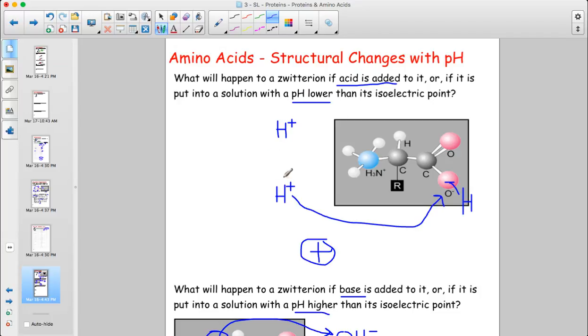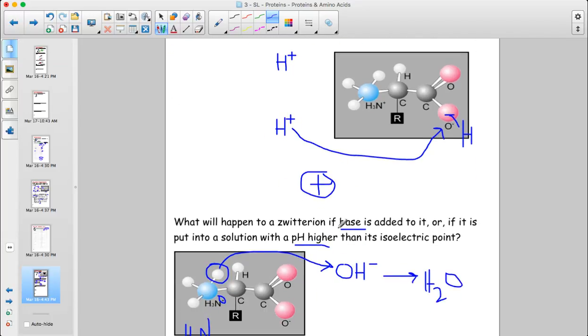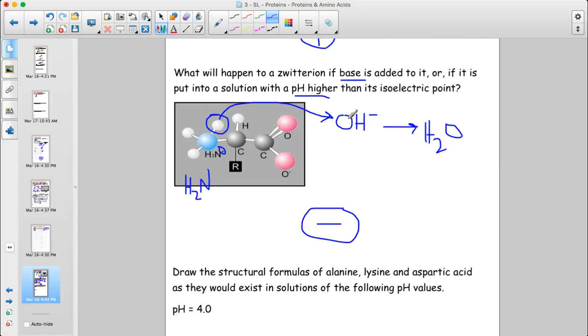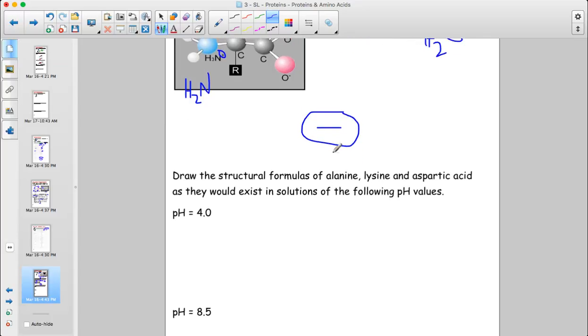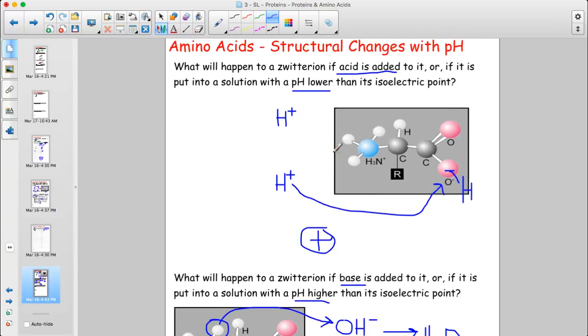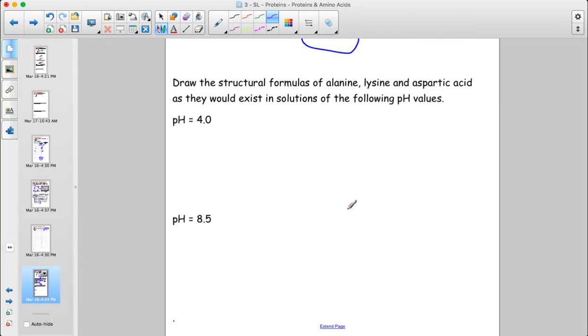So it should be fairly straightforward. You put things into acid, think H+, and the amino acid will end up with a positive charge. If you put things into a basic solution, OH-, the amino acid will end up with a negative charge. And if you put things at the pH right at their isoelectric point, they will exist as the Zwitterion.